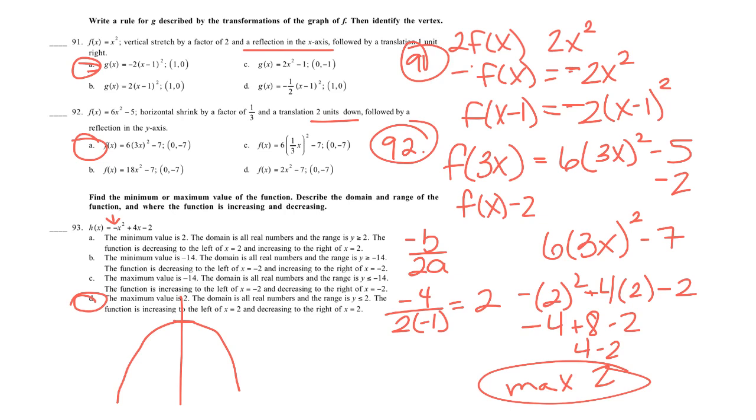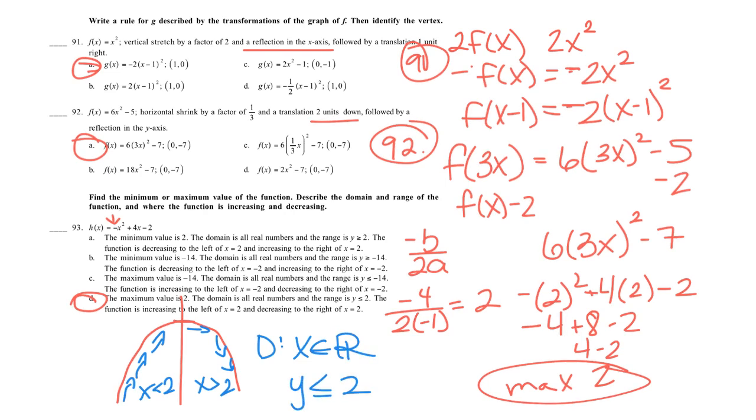And then the increasing and decreasing: because it opens upside down, it's going up when x is less than 2, and it's going down, so it's decreasing when x is greater than 2. And the domain is all real numbers, and y is less than or equal to 2 because it opens down, and that's all the stuff that is in that answer D.